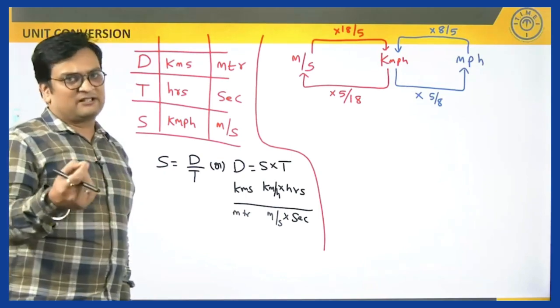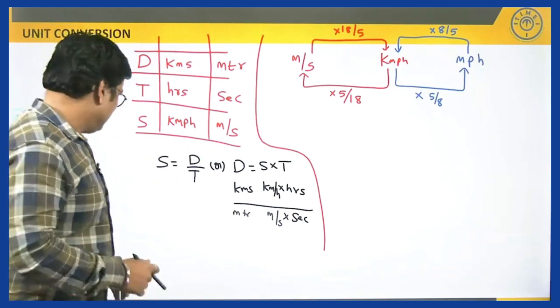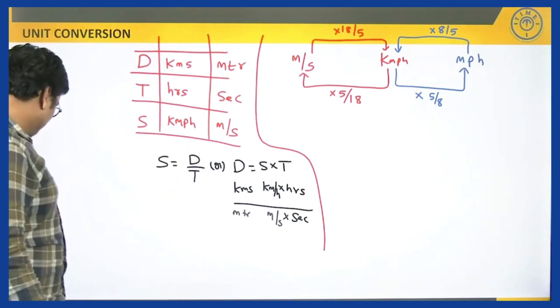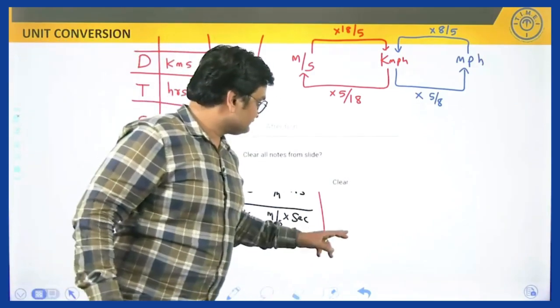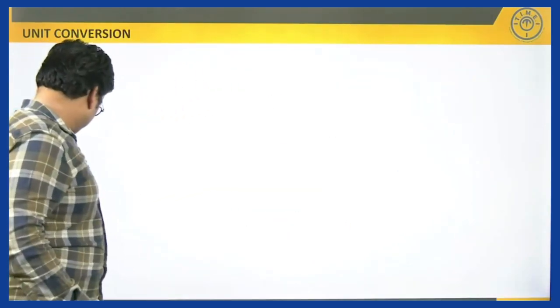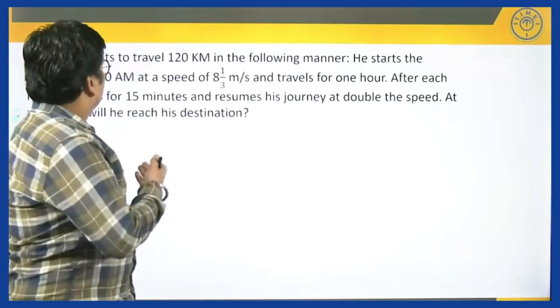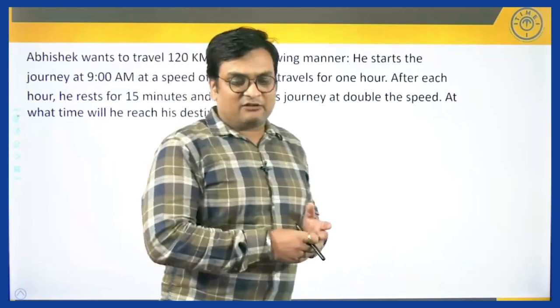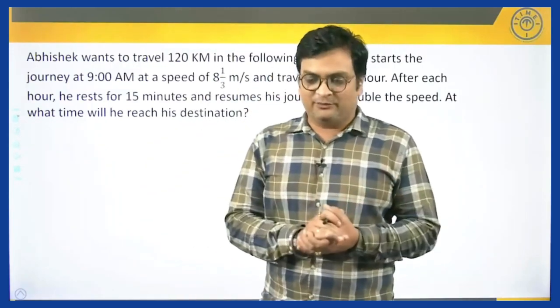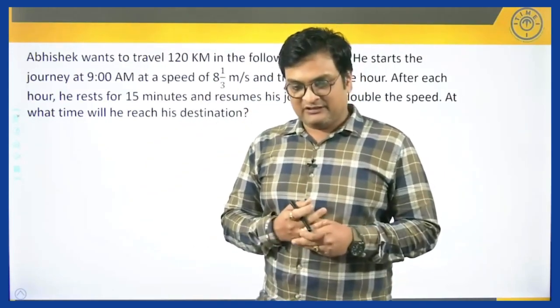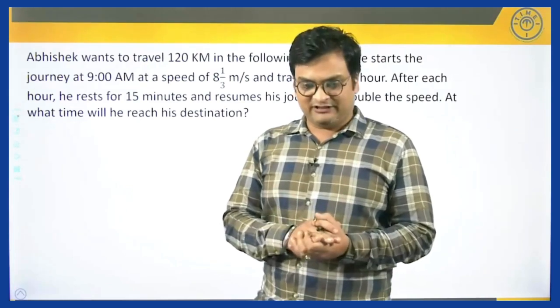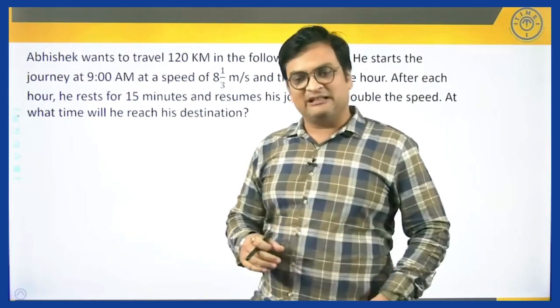Now, we shall take up a small problem to illustrate the application of this. You can just copy this. Let's go for the question now. If you read the question, it says Abhishek wants to travel 120 kilometers in the following manner. He starts the journey at 9 AM at a speed of 8 1/3 meters per second.